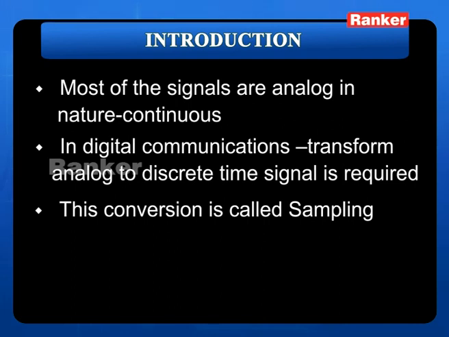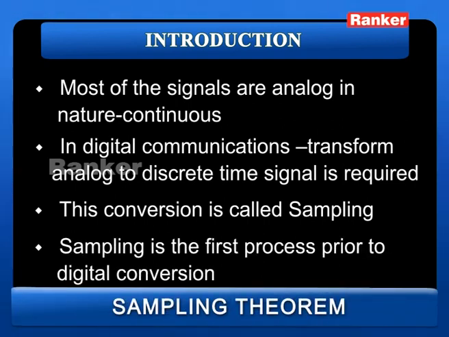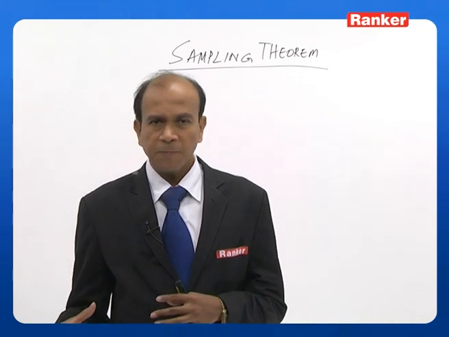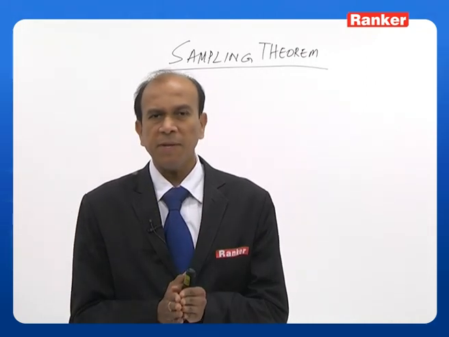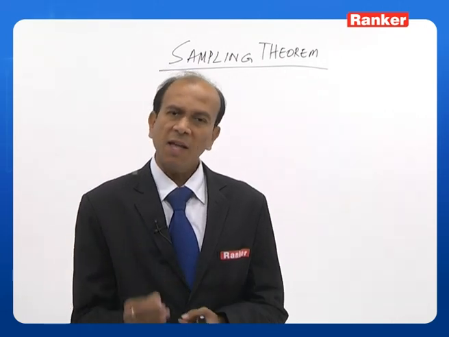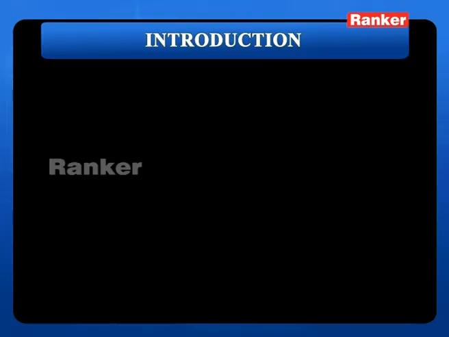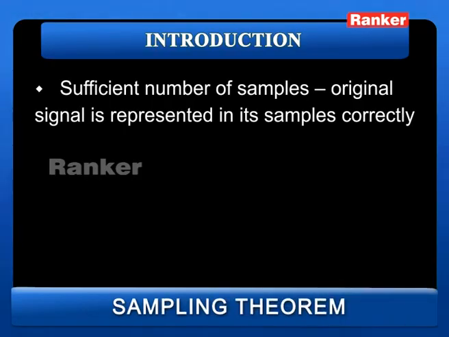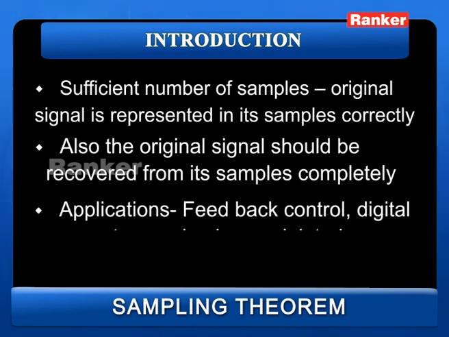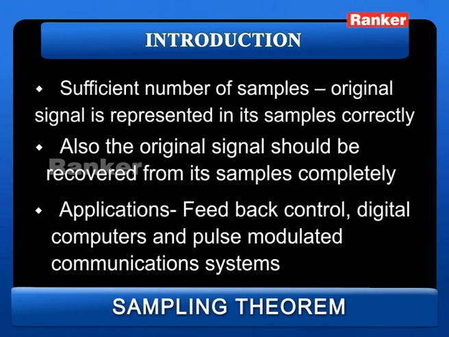So, what is sampling? As we have seen, sampling is the first process in digital communication. That means, when I want to convert an analog signal to a digital signal, the primary step is to convert a continuous time signal into a discrete time signal. Sufficient number of samples have to be taken so that the original signal is represented in its samples correctly. Also, the original signal should be recovered from its samples completely. So, what are the applications? Applications are feedback control, digital computers, pulse modulated communication systems and so on.